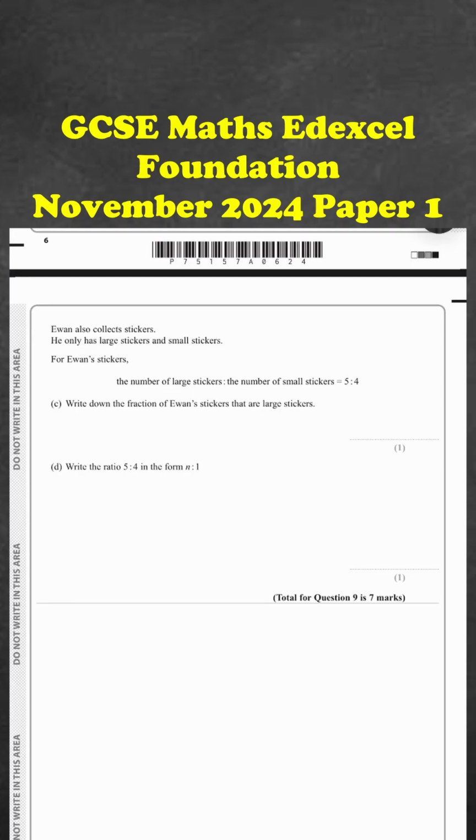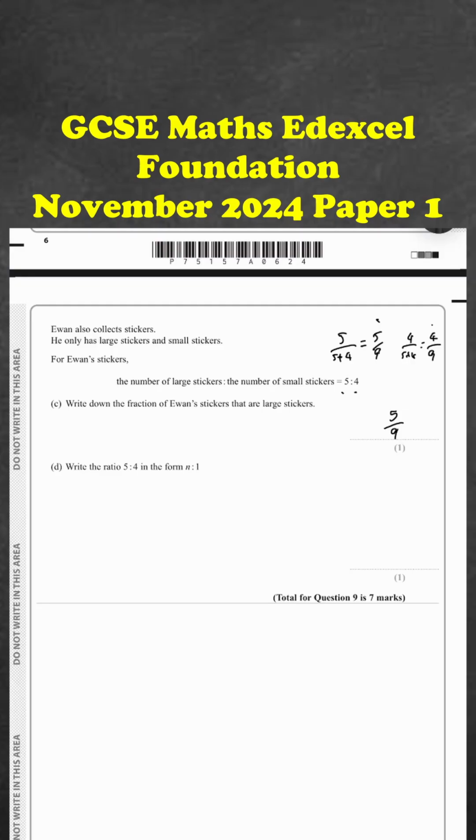So you just need to be a bit careful here with ratios. If you've got a ratio of 5 to 4, that means that 5 out of the total number, which is the 5 plus your 4, is going to be large. So that's 5/9. And the other side will be 4 out of the 5 plus 4, 4/9, so that you have a ratio of 5 to 4 between the 5/9 and the 4/9. They want the large stickers, so that's just going to be 5/9.